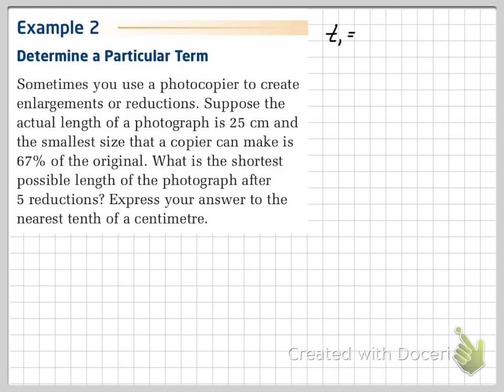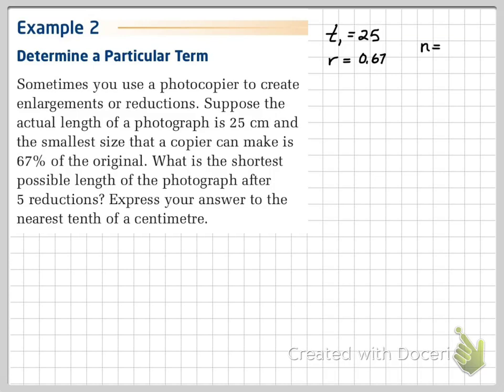In the second example, determine a particular term. Sometimes you use a photocopier to create enlargements or reductions. Suppose the actual length of a photograph is 25 centimeters, and the smallest size that the copier can make is 67% of the original. What is the shortest possible length of the photograph after 5 reductions? Express your answer to the nearest tenth of a centimeter. Well, our term 1 is our starting point, and T1 is 25. Now, our common ratio is going to be 67% of what it was previously. Expressed as a decimal, that's going to be 0.67.